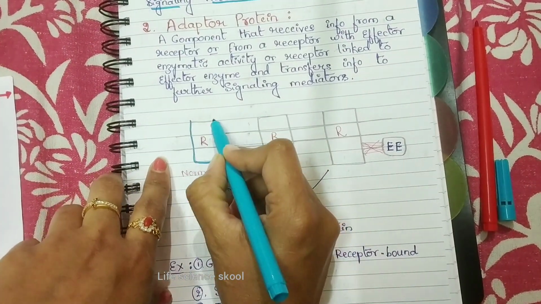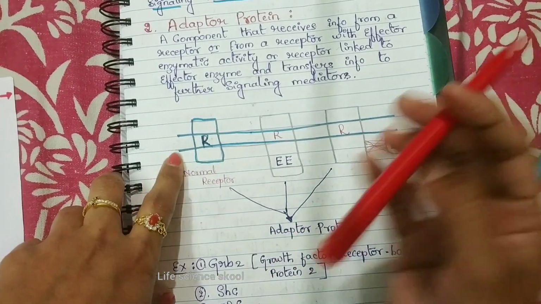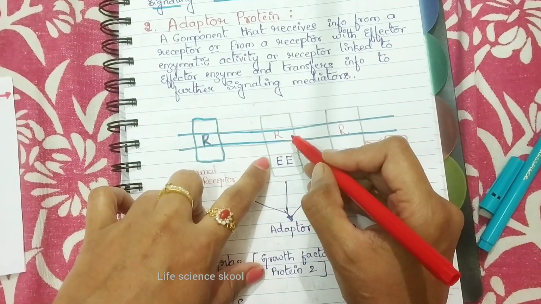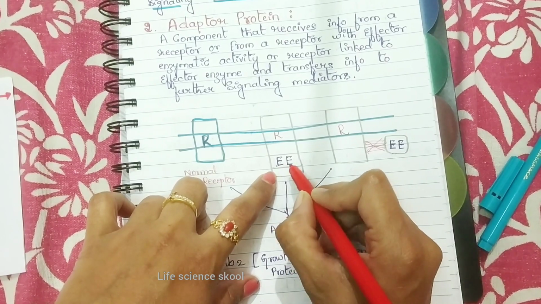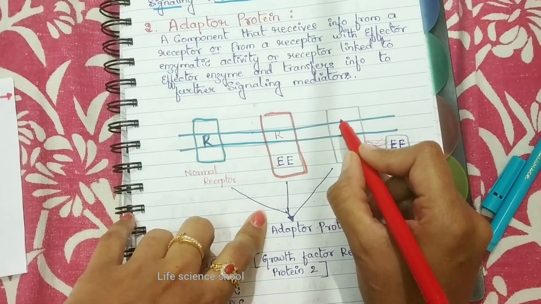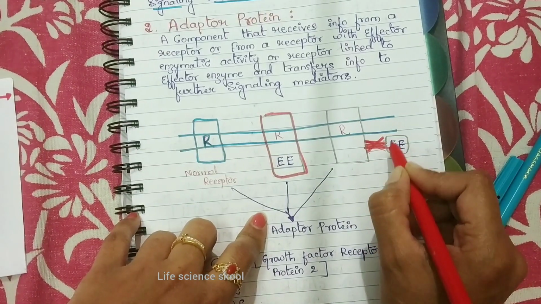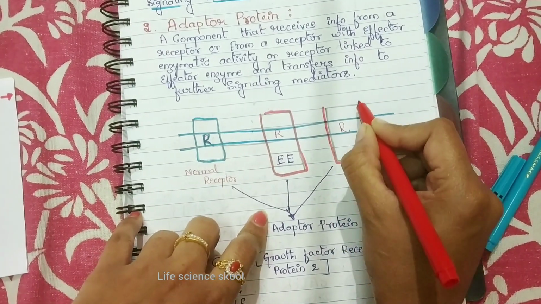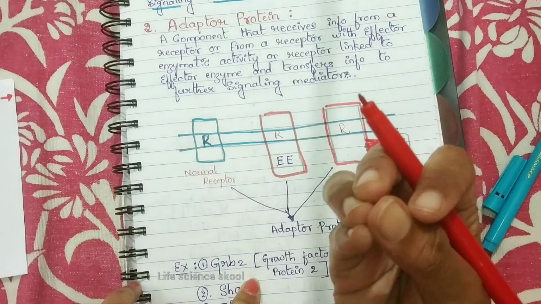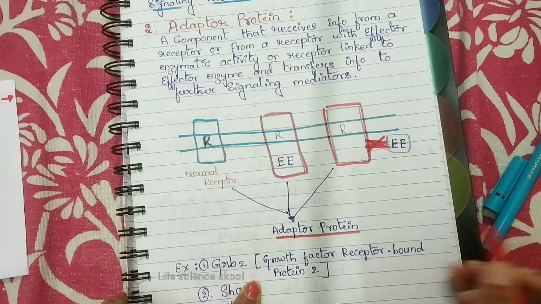So we have the normal receptor here in the diagram. You can see this is the transmembrane or plasma membrane, and on it you can find the normal receptor, and the next type of receptor with effector enzymatic activity. This is one more type of receptor, which is linked externally to the effector enzyme. From these receptors the information is going to be transferred to a further signaling mediator, that is called an adaptor protein.